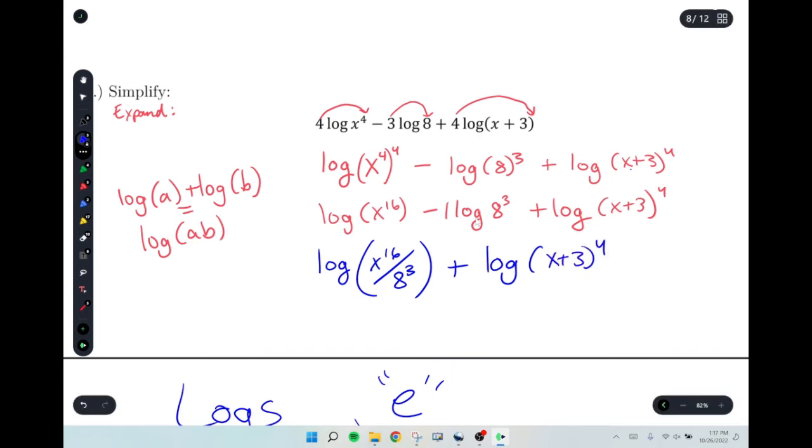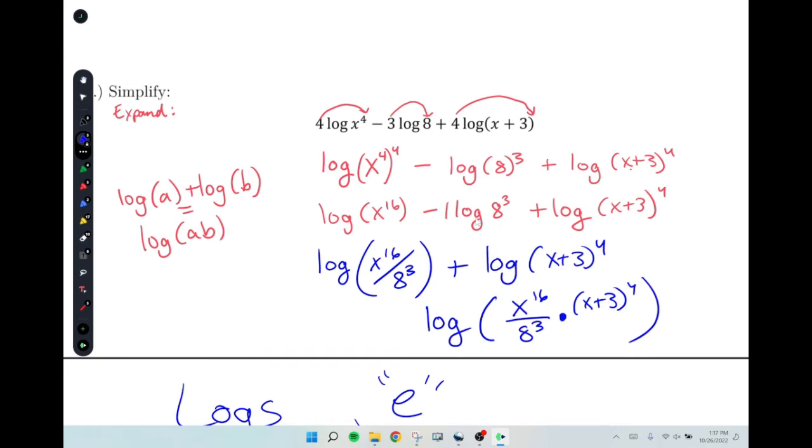Plus the log of x plus 3, 4. So now if they're added, what can we do to them? x16 over 8/3 times x plus 3, 4. Wait, sorry, why is the log being added to everything? If it's just a minus, it would just follow PEMDAS, wouldn't it? Like you could just do -1 plus in whatever order. It shouldn't affect the rest of it.